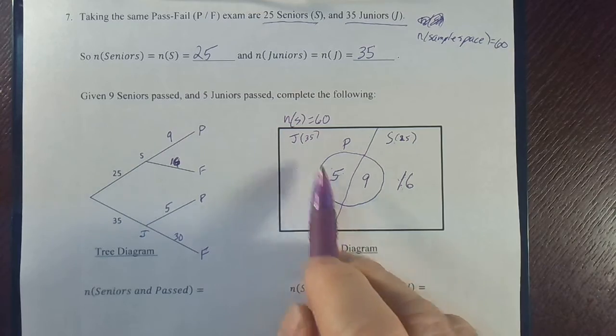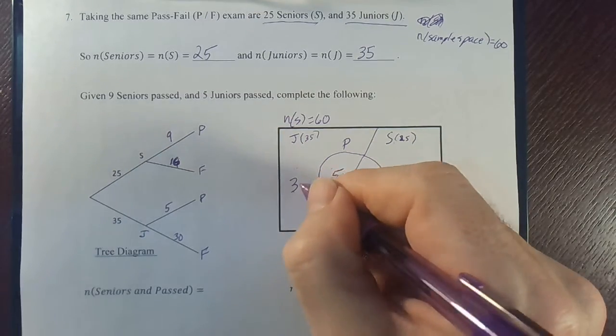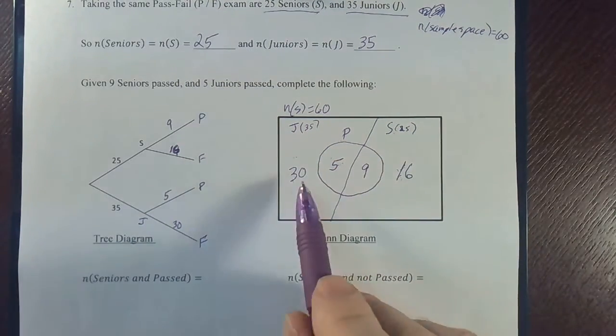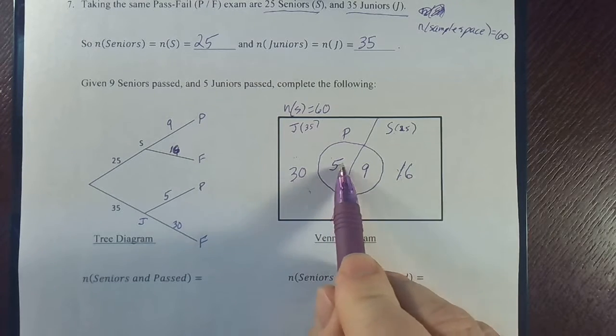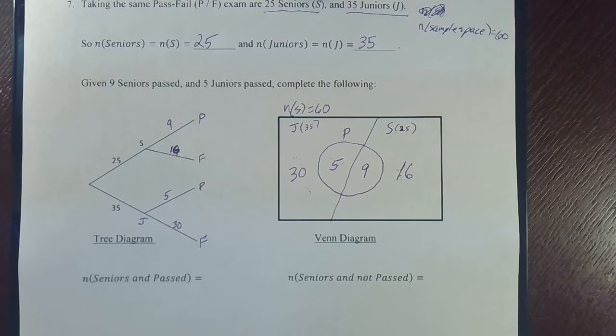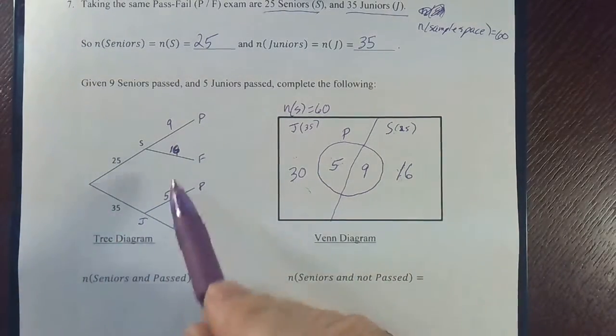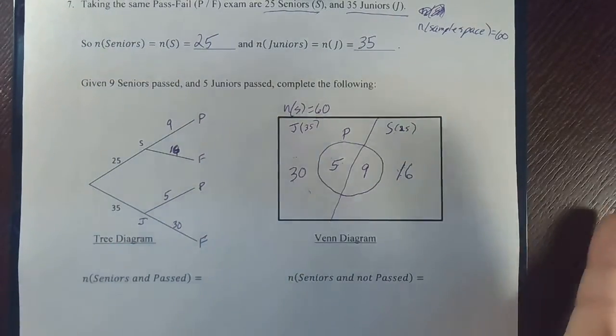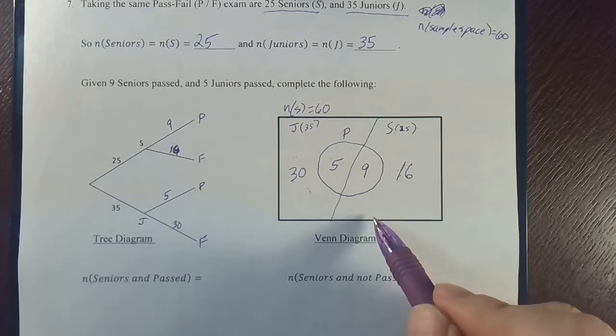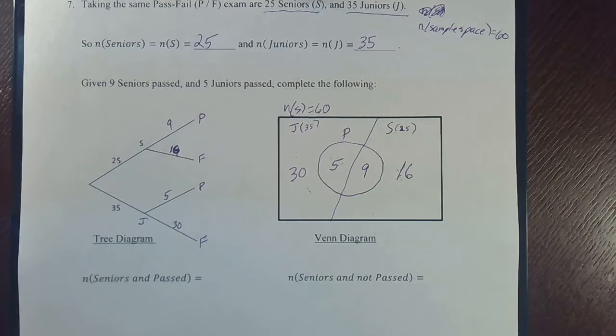And 35 juniors, 5 passed, so we put 30 out here. Notice that all 4 of these numbers, if you add them up, will add up to 60. Here's a tree diagram and Venn diagram that basically represent the same thing. I think the Venn diagram is a little bit more clear.